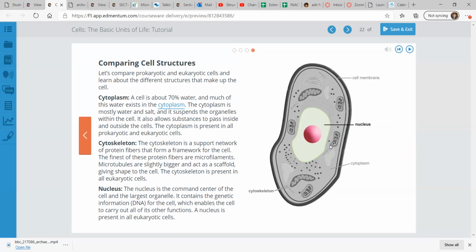Nucleus. The nucleus is the command center of the cell, and it's the largest organelle. It contains the genetic information, known as DNA, for the cell, and that enables the cell to carry out all of its other functions. A nucleus is present in all eukaryotic cells. So if you compare these three structures, prokaryotes and eukaryotes have cytoplasm, but only eukaryotes have cytoskeletons and nucleus.